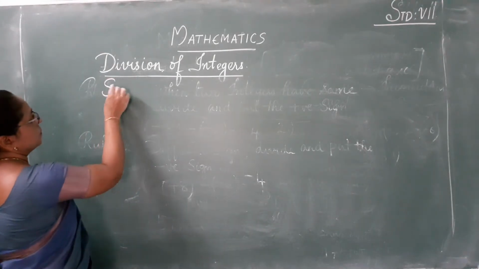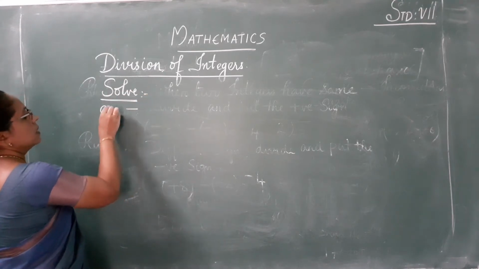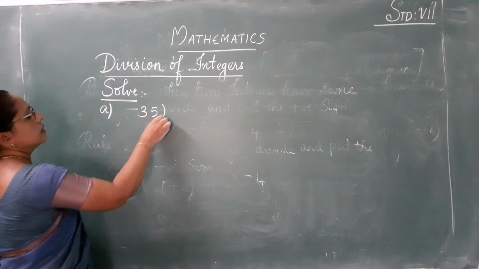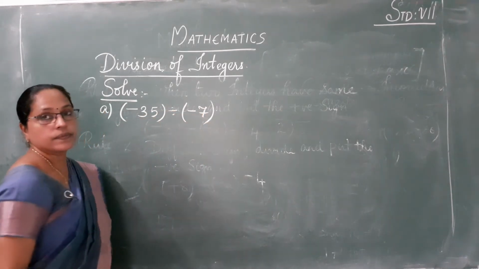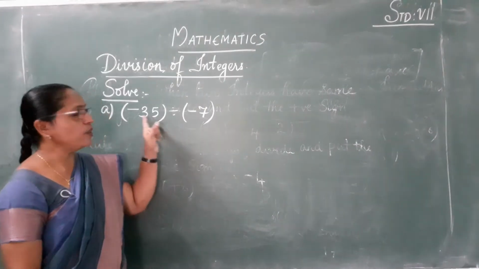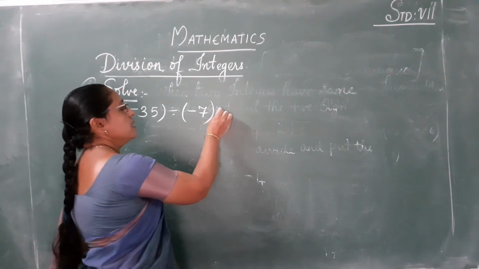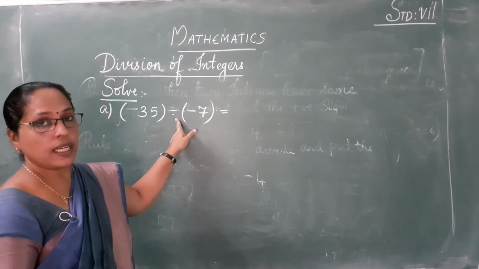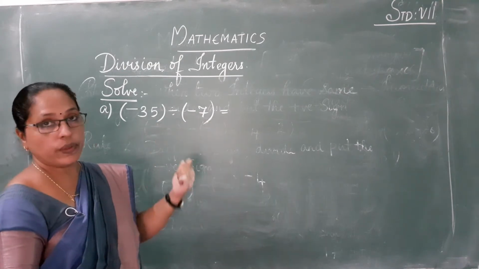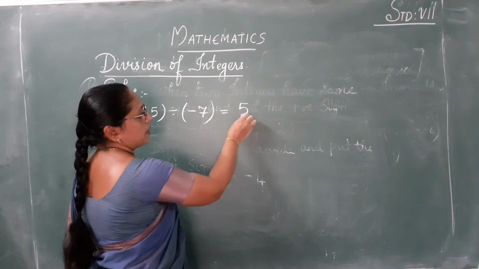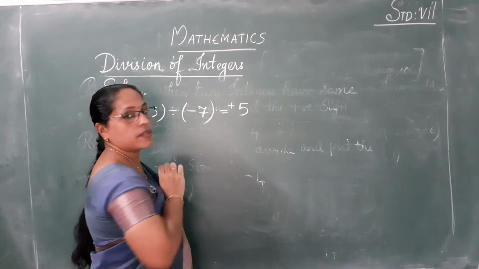So, negative 35 divided by negative 7. Okay, so here we are coming to the rule when two integers have same sign and division. When two integers have same sign and division comes, divide, that is 35 and 7. When you divide, what you get? You will get 5. What does the rule say? When they have same sign, we put the positive sign.